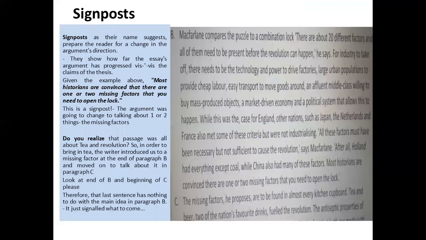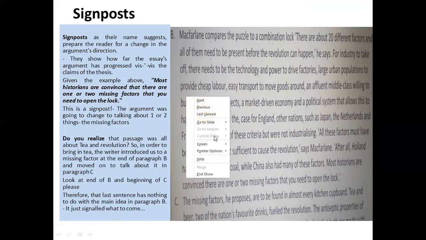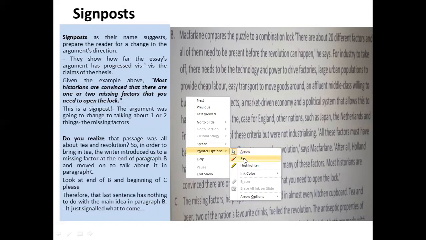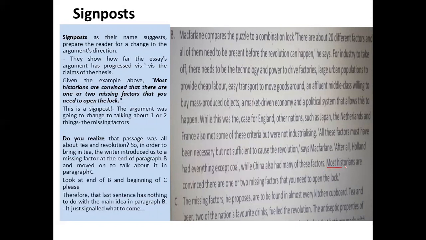Let's start with signposts. As their name suggests, they point the direction of the argument and prepare the reader for where the argument is going. Okay? Now let me show you why some students, in this paragraph B that we considered earlier on, went ahead and chose two factors that made Britain. This statement at the end of paragraph B is a signpost. How do I know?